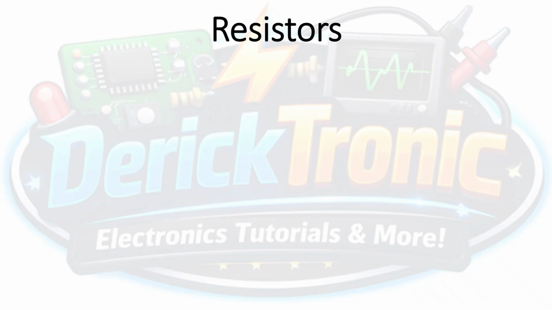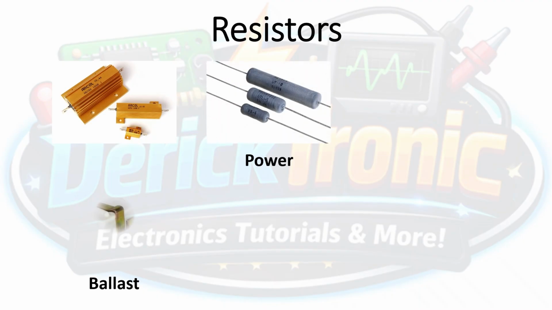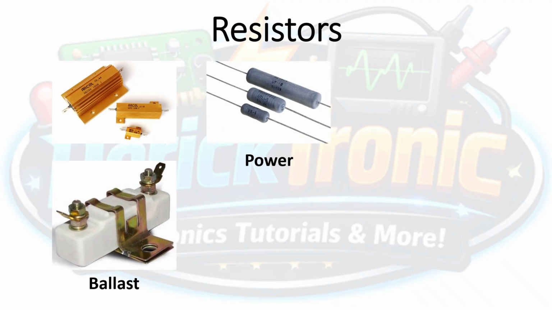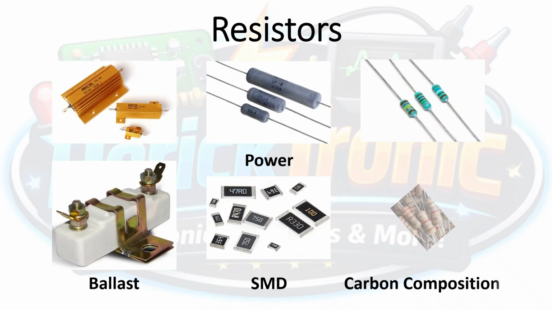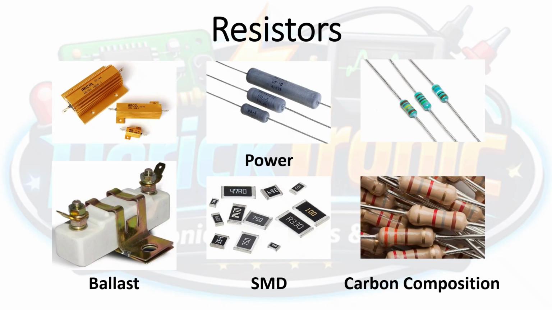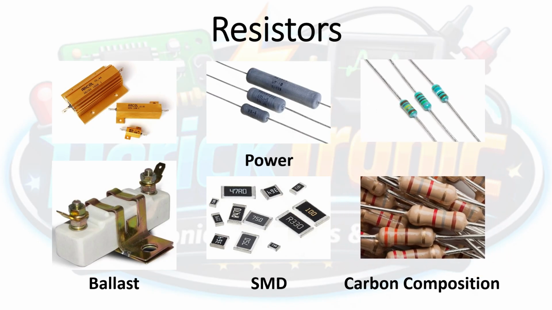Resistors come in different forms. The ones you would find in the field are as follows. We have power resistors, the ballast, SMD or surface mount device resistors, and the carbon composition resistors. Today's topic focuses mainly on the carbon composition resistors.